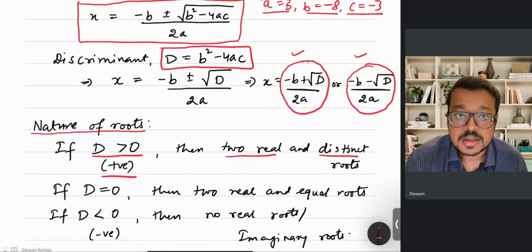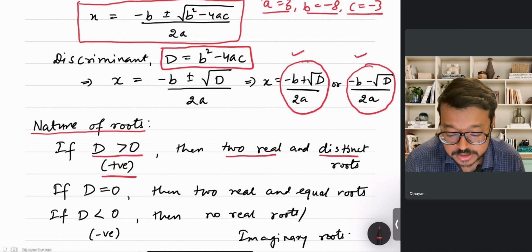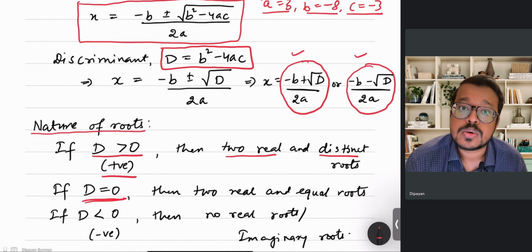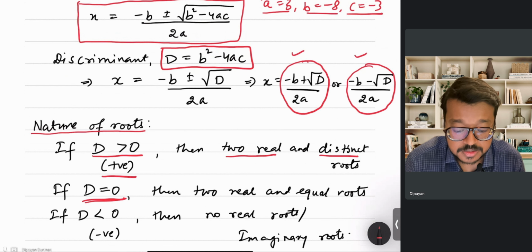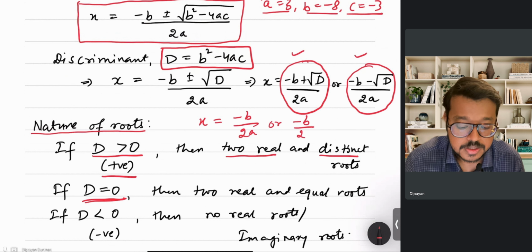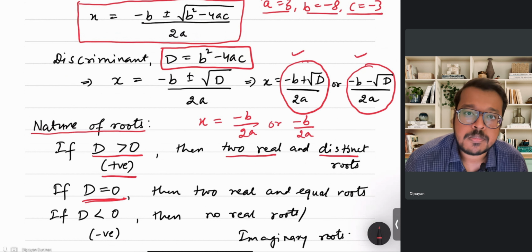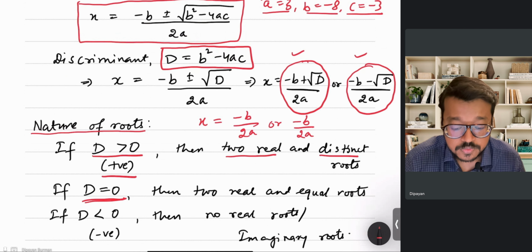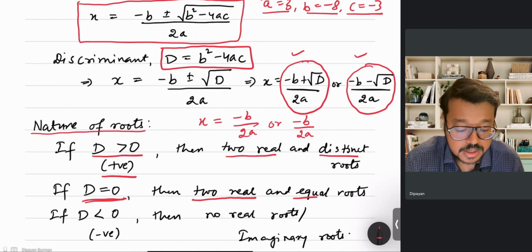Now the second possibility is that if the discriminant value is equal to 0, then under the square root we have 0. Square root of 0 is 0. Then the roots or the solution of the quadratic equation will become x equals minus b by 2a or minus b by 2a, which is exactly the same number just written two times. So we will say that when the discriminant is 0, we will have two real and equal roots.